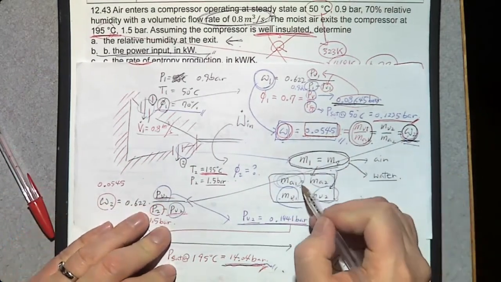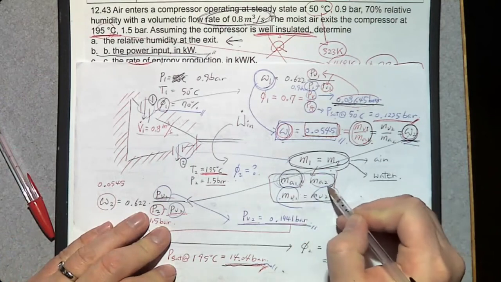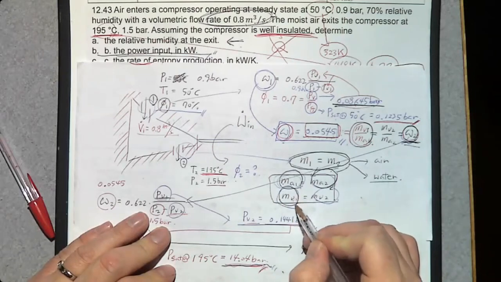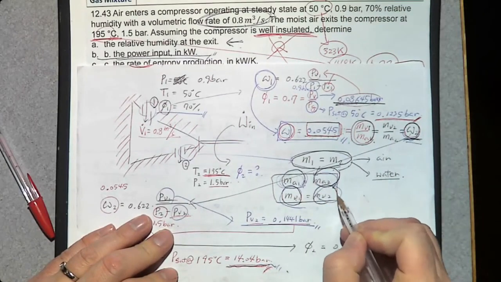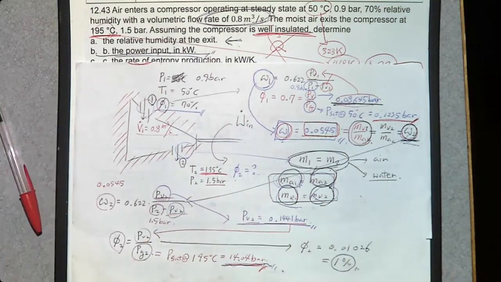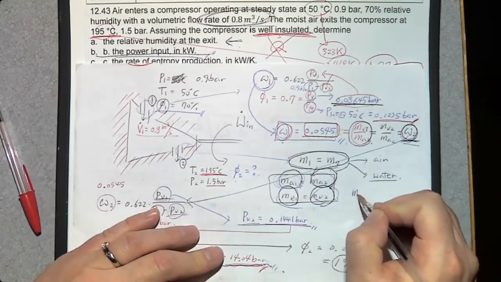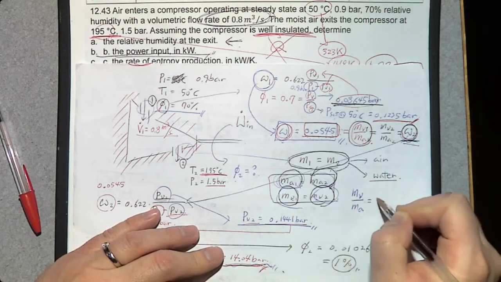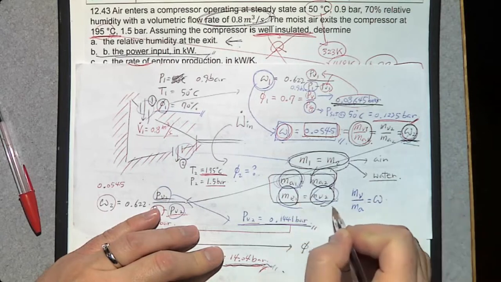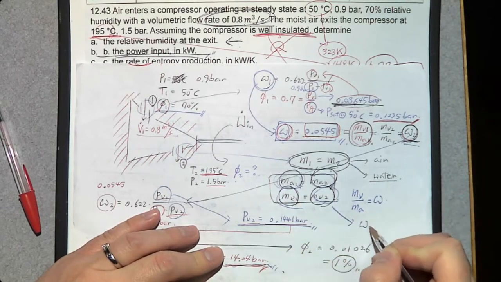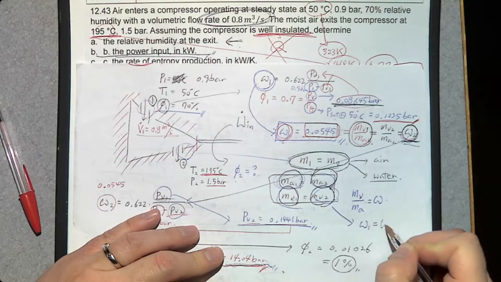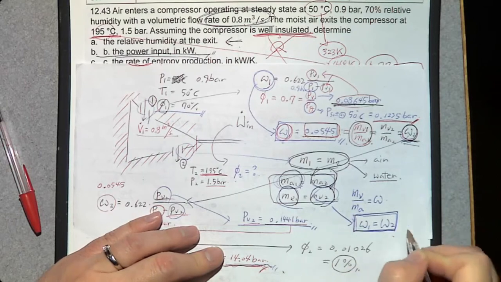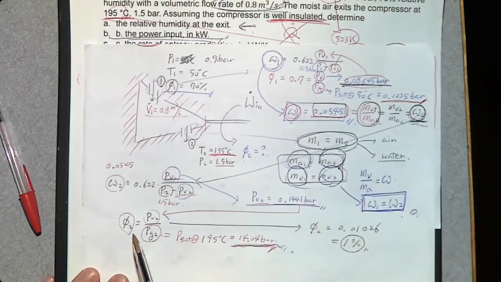That means that the amount of air at the inlet is the same as the amount of air at the exit, and the amount of water vapor at the inlet is the same as the amount of water vapor at the exit. That means the mass of water vapor divided by the mass of dry air, the humidity ratio omega, is the same between the inlet and the exit. So we use this equation to determine the relative humidity at the exit.